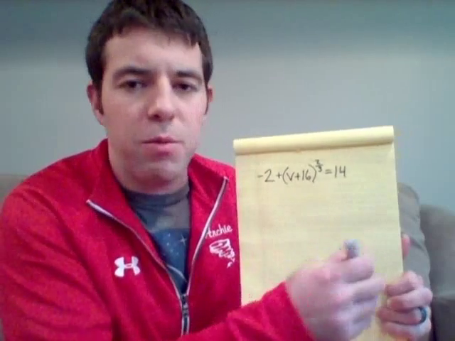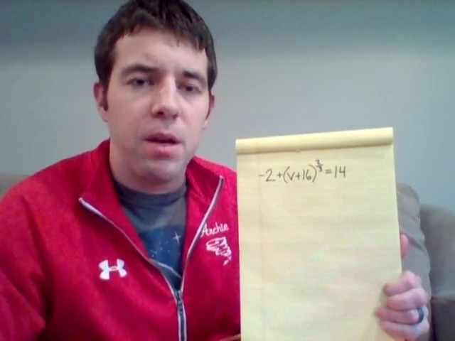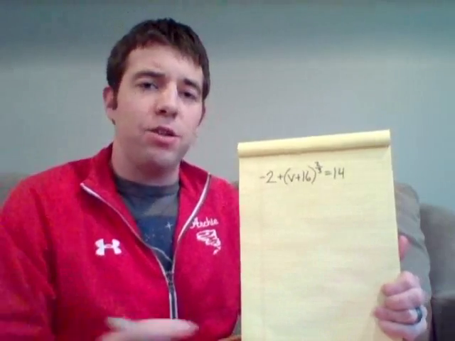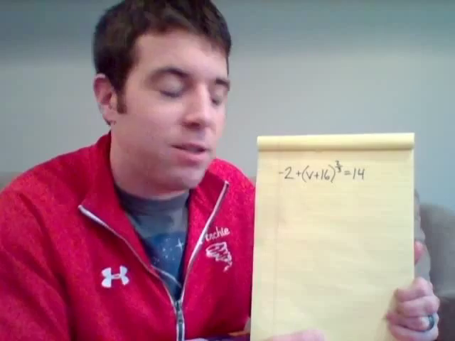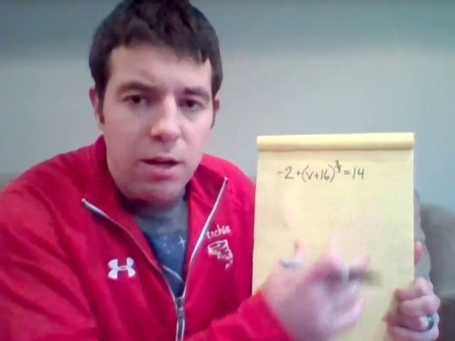Alright, let's get started with number 1 on your worksheet. Okay, here we're doing rational exponents, which is a fancy way to say we've got a fraction as an exponent. Okay, here's your problem.